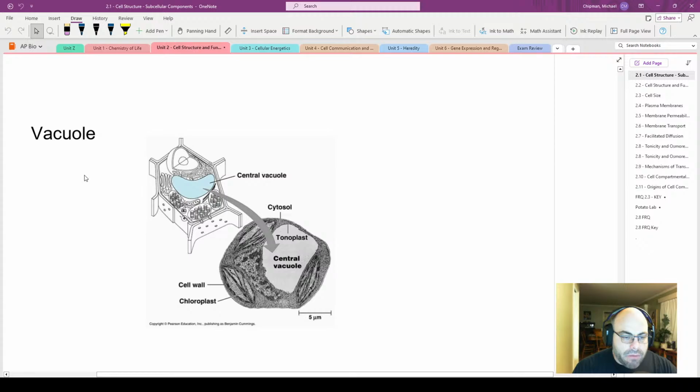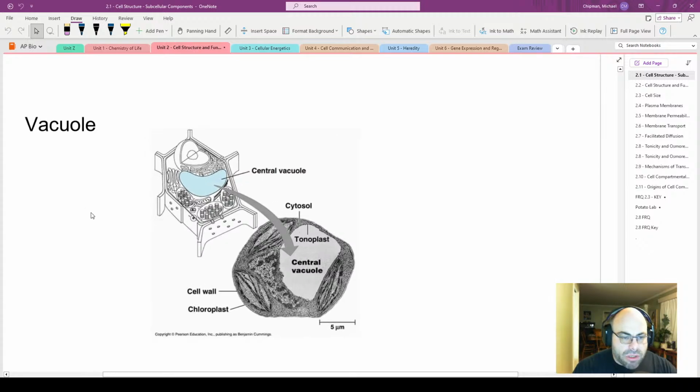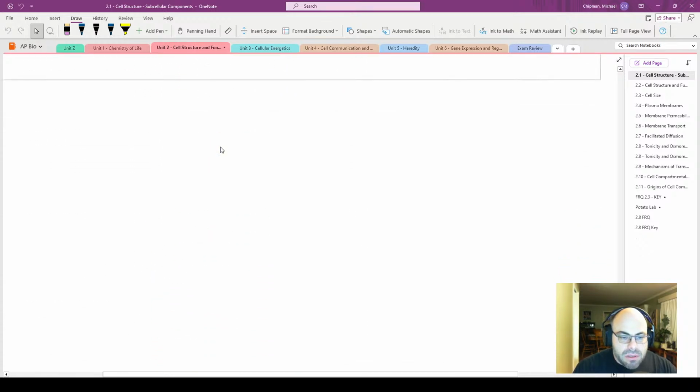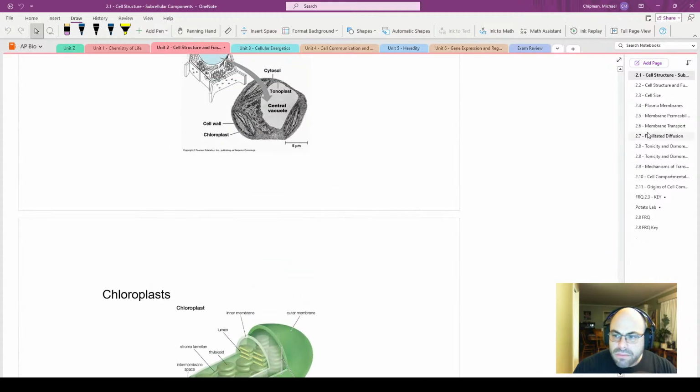True story. Vacuole storage. Vacuoles are going to be associated with plant cells primarily, to store water, but there are other cells that have vacuoles as well. Large central vacuole. Chloroplast, photosynthesis. That's not all of them.